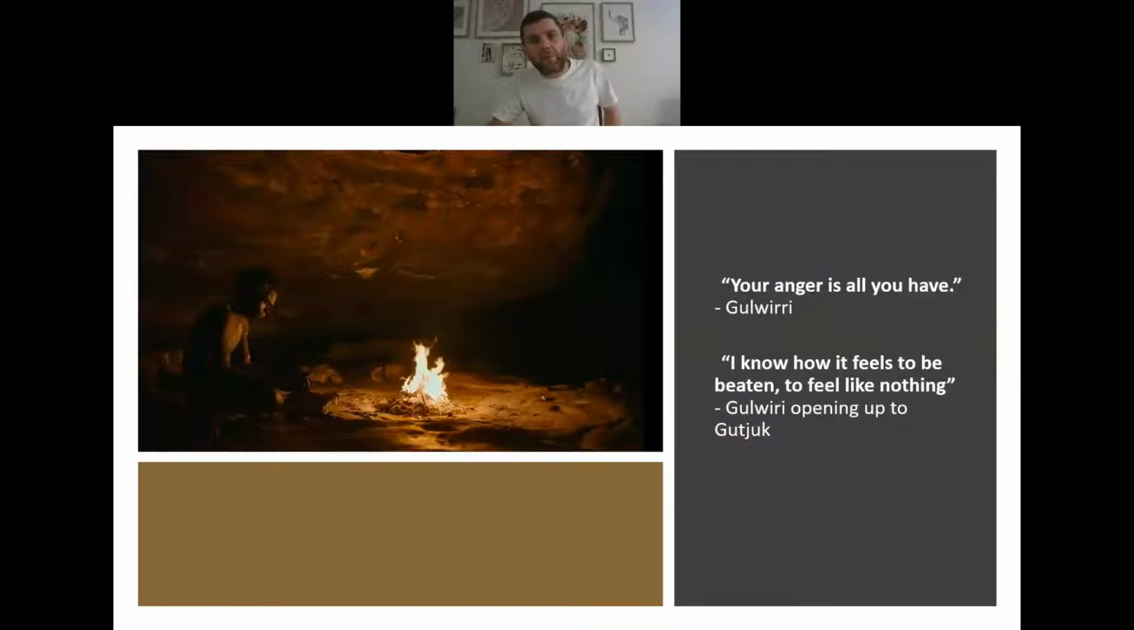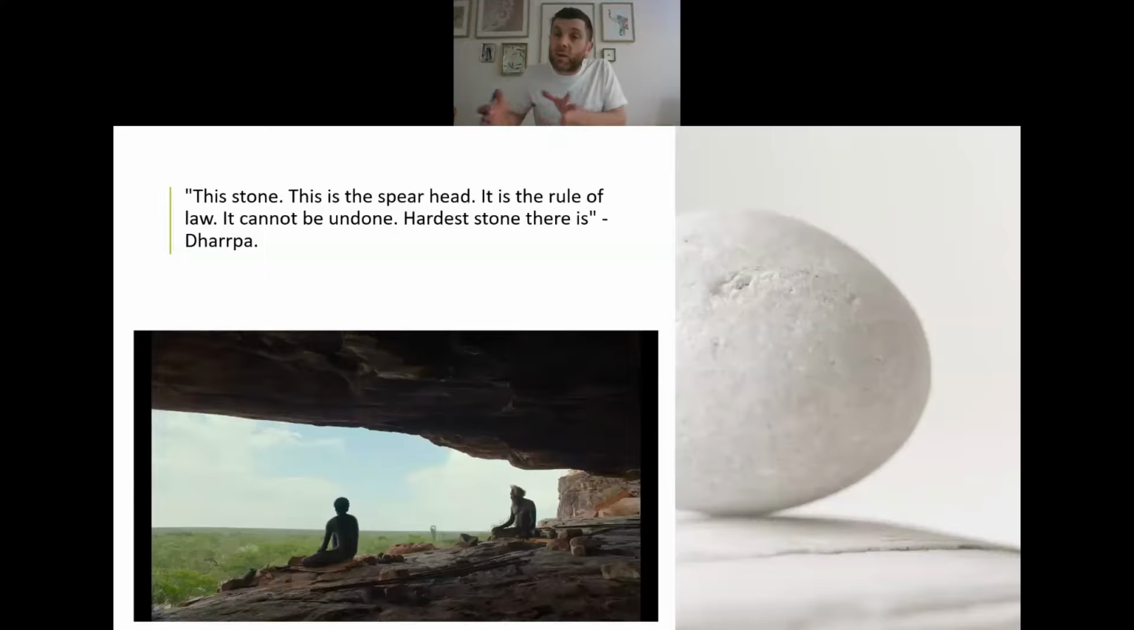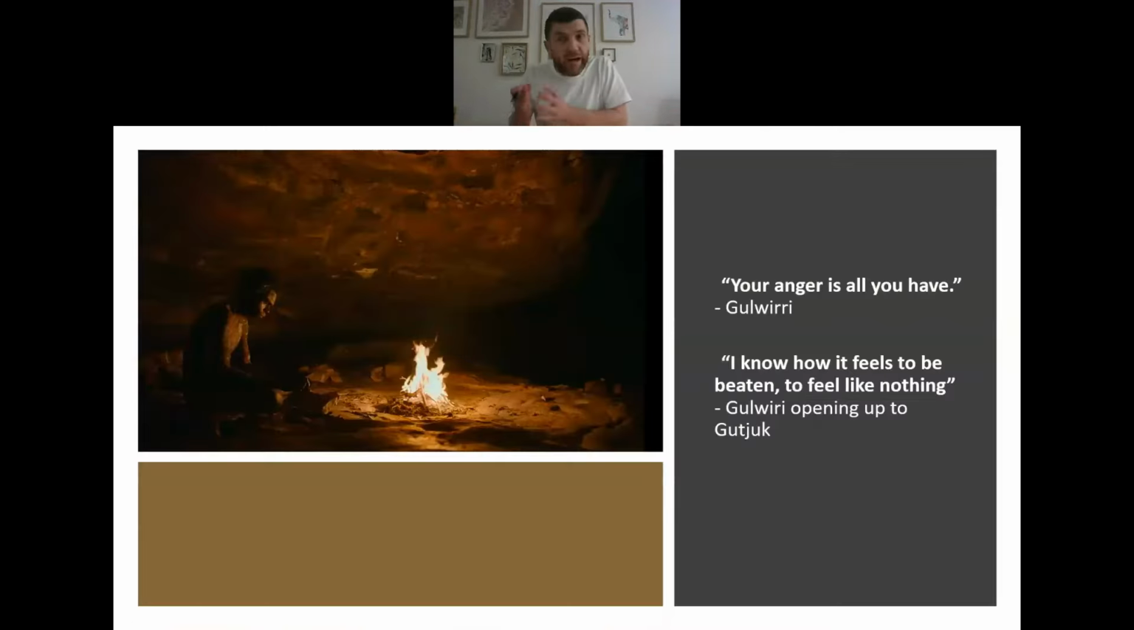Next quote: "Your anger is all you have," and then followed up by, "I know how it feels to be beaten, to feel like nothing." So this is an instance where we see that inside of the cave. And we have a stark contrast between looking out, looking into the open, looking into freedom. So they're talking about peace, they're talking about passivity, and taking the direction of peace leads them to freedom. Whereas we talk about anger, and Gilwiri's been trapped by her anger. She's trapped by being beaten. She's trapped by being made to feel like nothing. So her choice is vengeance. She doesn't have a choice because she's been repeatedly beaten, repeatedly smacked down. It is a choice that she doesn't have.